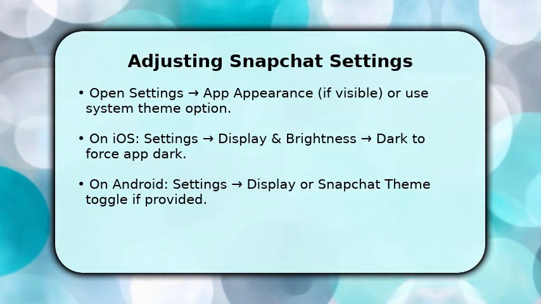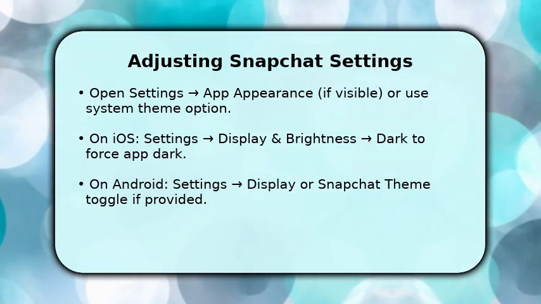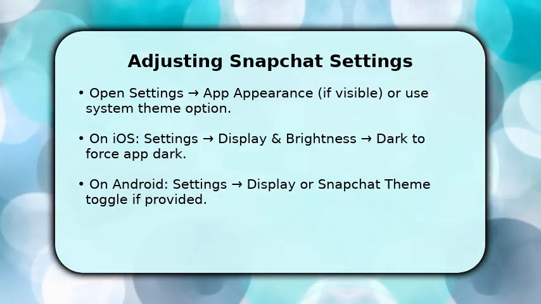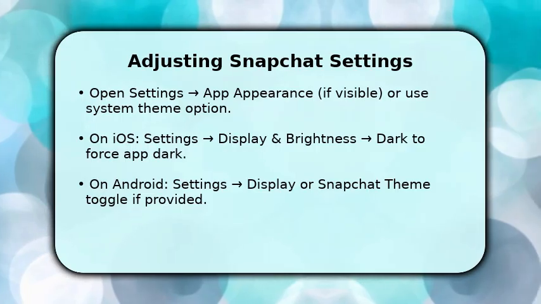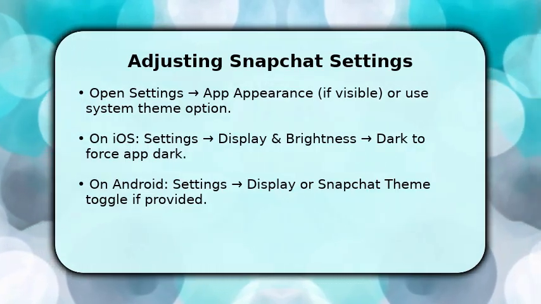On iOS, use display and brightness. On Android, use display or theme in system settings. Make sure to relaunch Snapchat after changing system theme so the app picks up the new setting. If Snapchat caches the old look, relaunching forces the update.